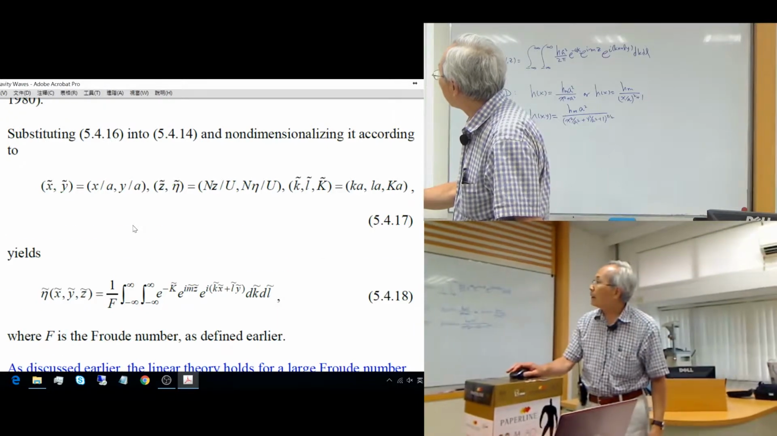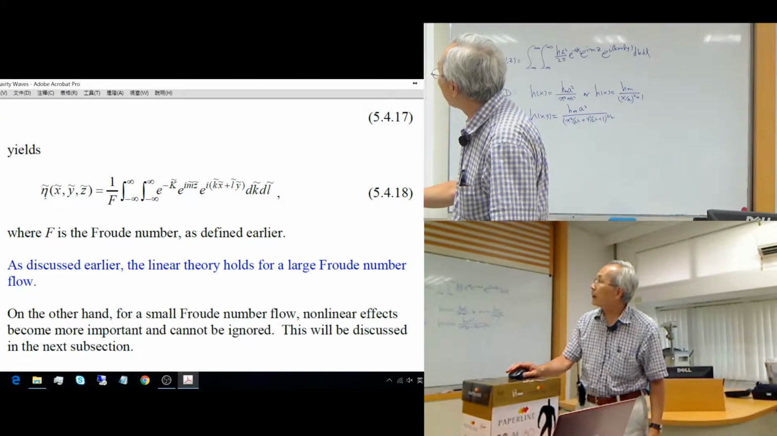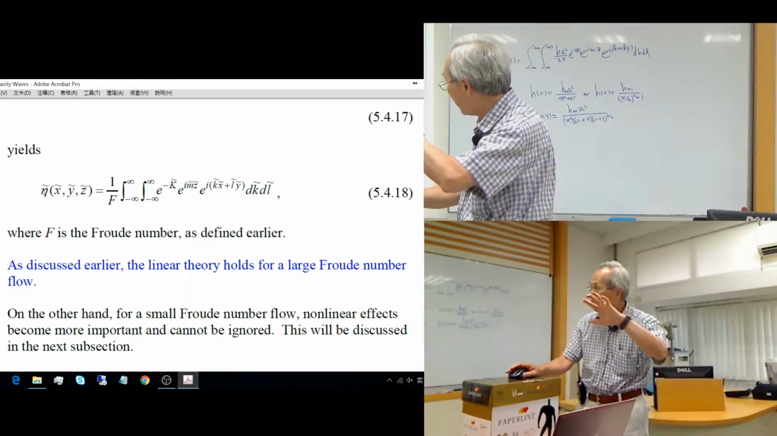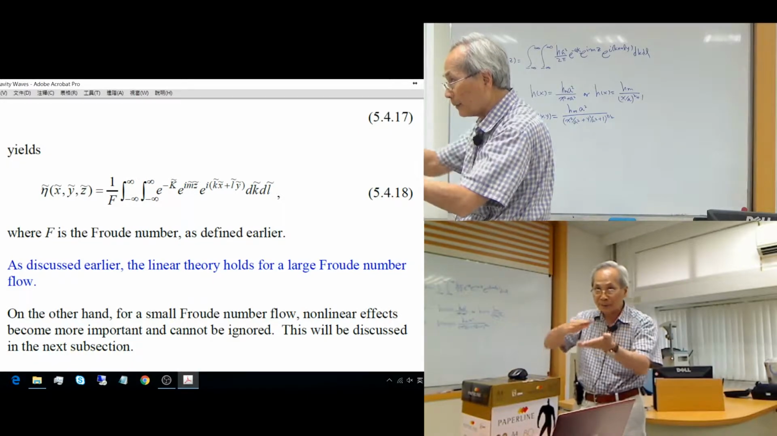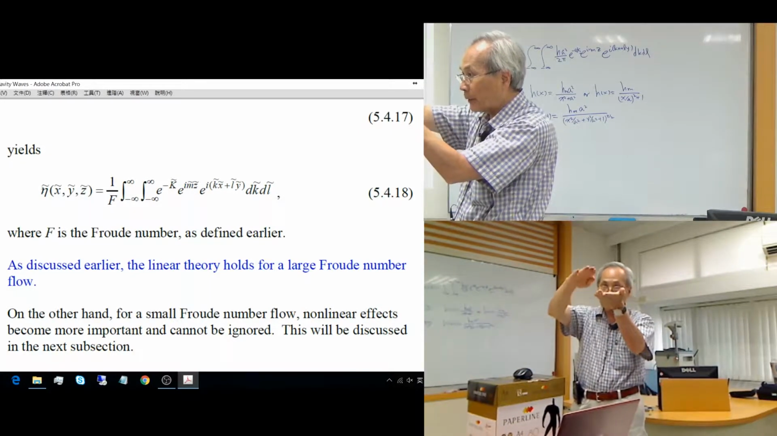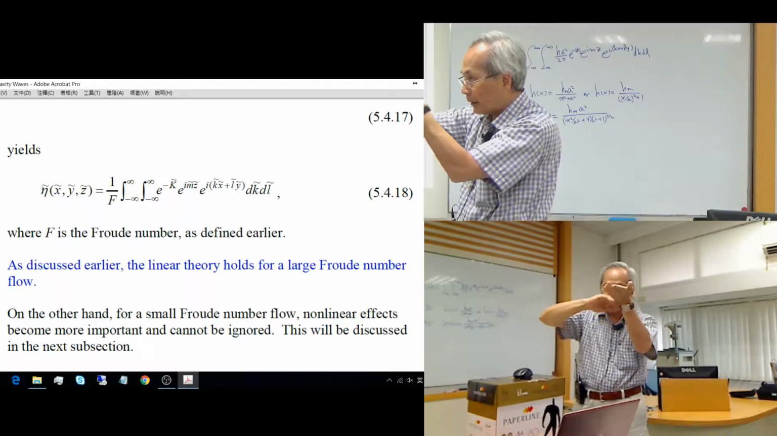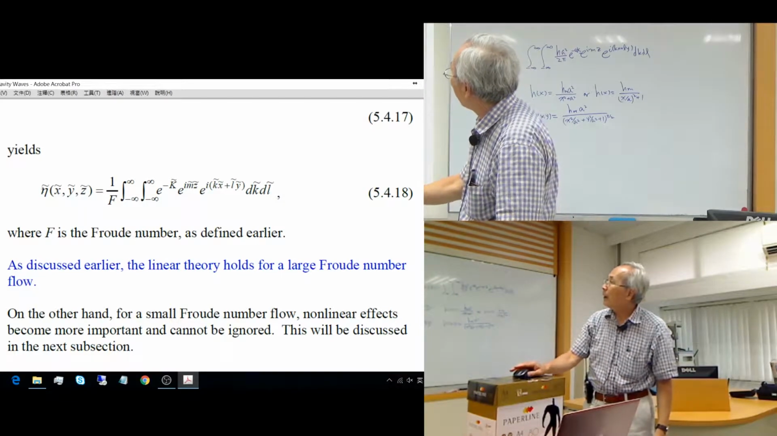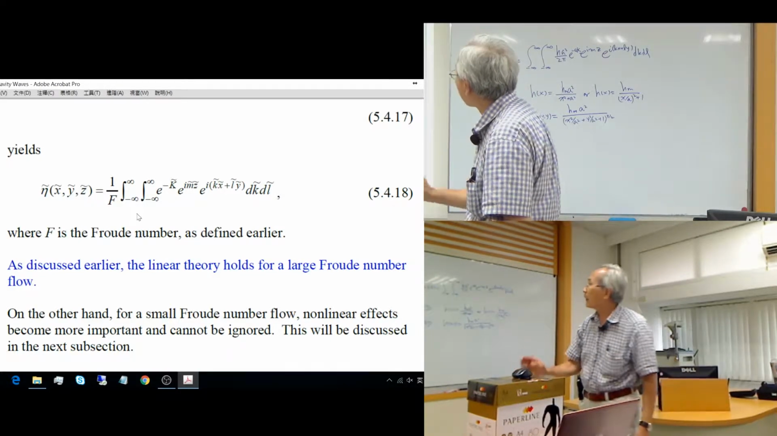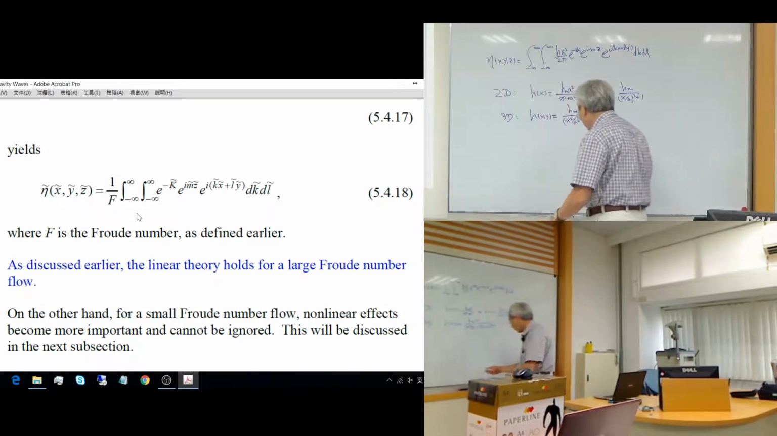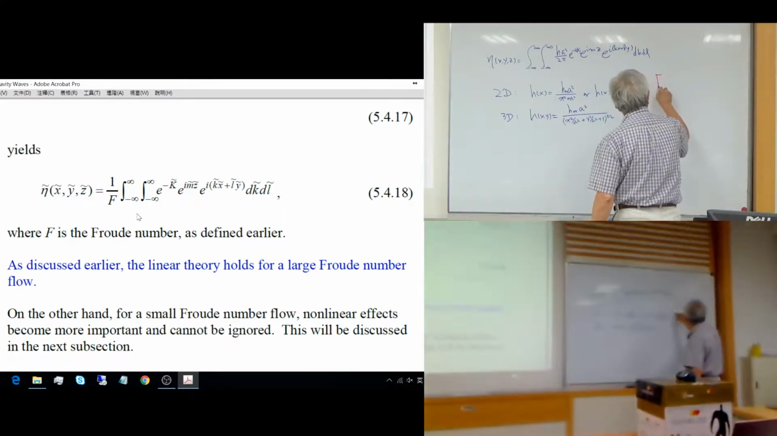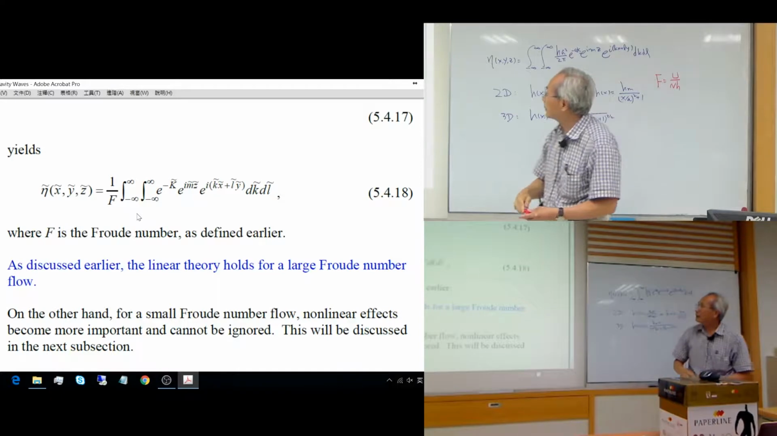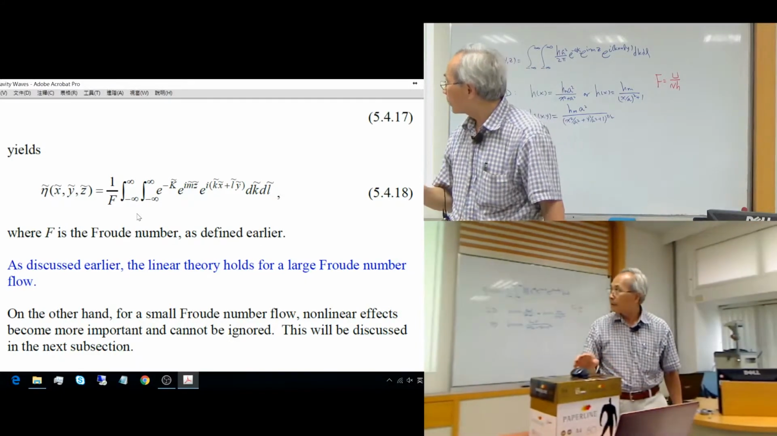Eventually he derived this eta theta. Theta is a non-dimensional form, and eta is the vertical displacement, the displacement deflected from the undisturbed level, no matter which height you are talking about. And 1 over F is a flow number, as we defined before. So F is equal to U over N h. So that is the flow number there.